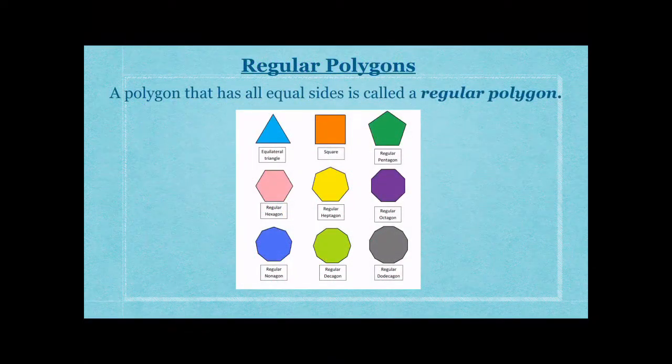If a polygon has all equal sides, we call it a regular polygon. If you look at the chart, you can see that the regular polygons are shown here. And you already know that a square is a regular polygon because all sides are equal.